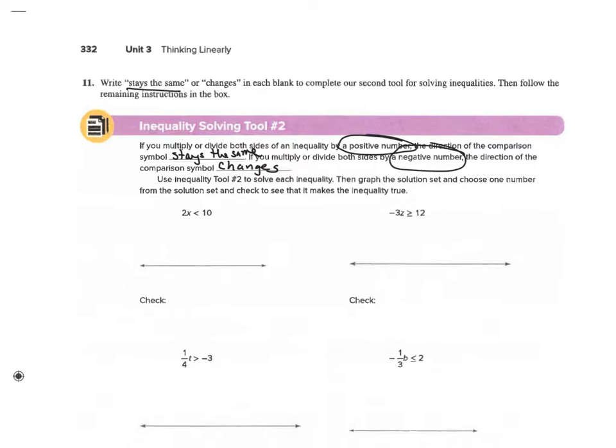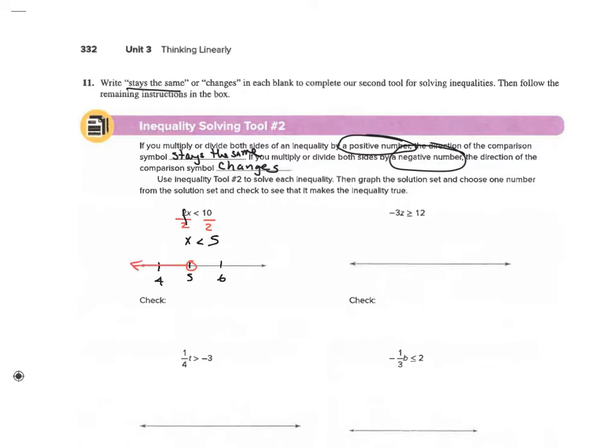And then they would like for us to solve each inequality, and then they want us to graph the solution set and choose one number from the solution set and check to see that it makes the inequality true. Okay, so with this first one, 2 times x is less than 10. Let's solve this by undoing the 2 times x by dividing both sides by 2. Hopefully you see how those 2's divide out, and I have x is less than 5. So let's put that on our number line. It doesn't include 5, so I'm just going to put an open circle, less than, shade to the left.